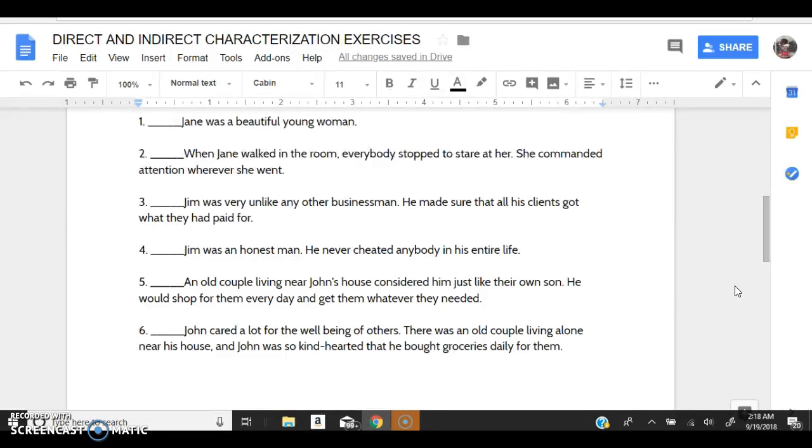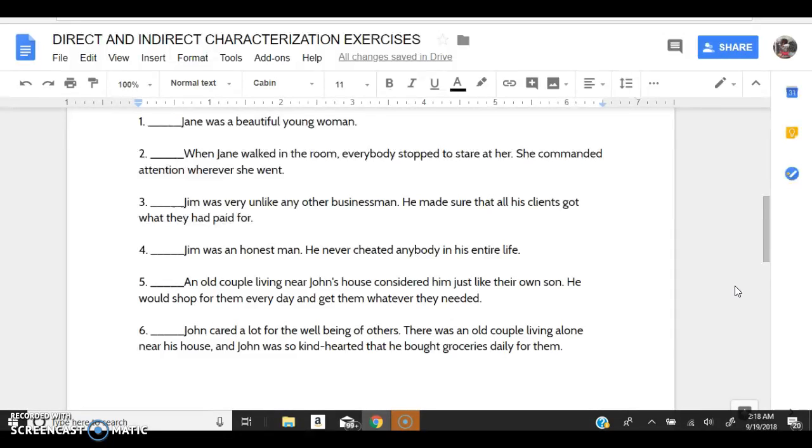Okay, let's look at number 2. When Jane walked in the room, everybody stopped to stare at her. She commanded attention wherever she went. Is that indirect or direct? If you said indirect, you're correct, because we had to infer that there was something about Jane in her actions, in her interactions with other people, that makes her an enigma, makes her someone that people are talking about and looking at.